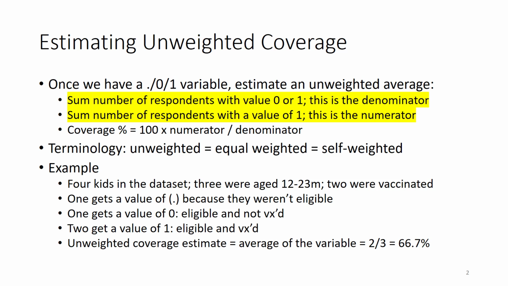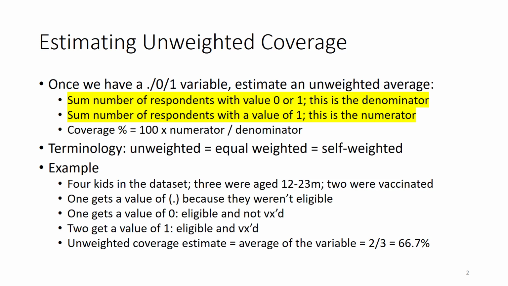Once we have calculated the derived variable, the indicator variable we spoke of in the recent video, the outcome is coded as either missing or 0 or 1. In order to calculate the unweighted average, we do the following. Add up the number of respondents that have a value of 0 or 1, and this sum is the denominator for our indicator. And now add up the number of respondents that have a value of 1, and this is the numerator. And our coverage estimate is just 100 times the numerator divided by the denominator, and that puts it on the percentage scale.